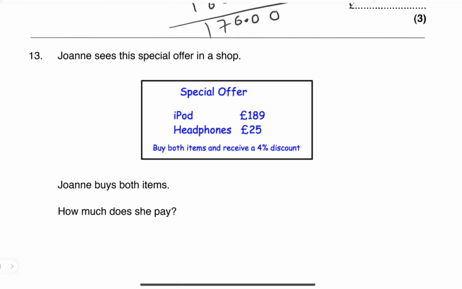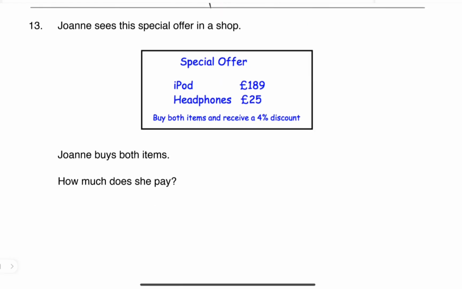Joanne sees this special offer in a shop. So the iPod is 189 pounds and the headphones are 25 pounds. Buy both items and receive a 4% discount. Joanne buys both items. How much does she pay?